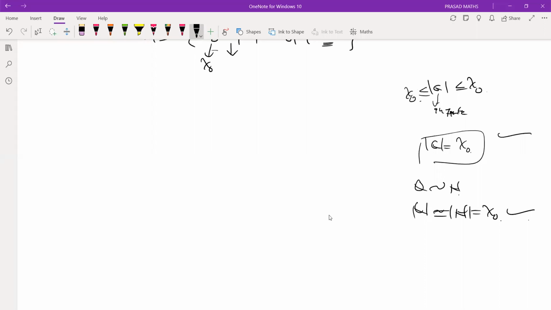ఎట్లా? మీరు ఏ countable subset అనుకోండి, any countable infinite subset of R. Infinite, this is infinite means what?